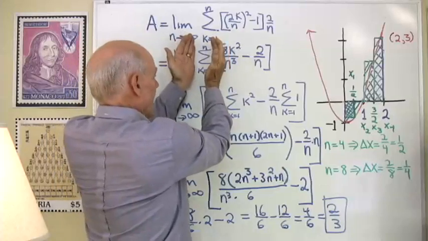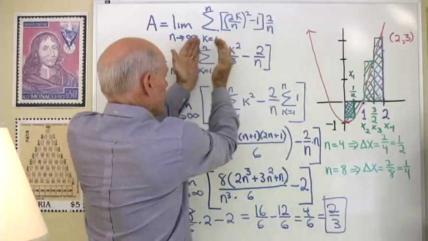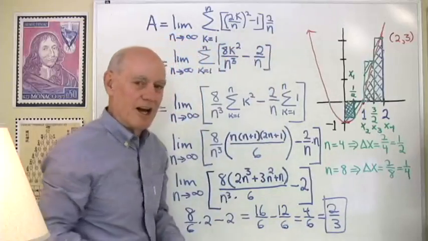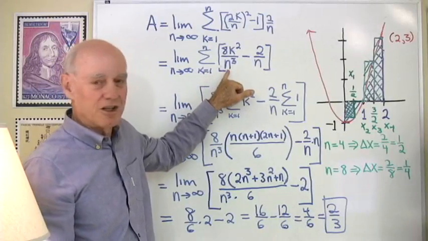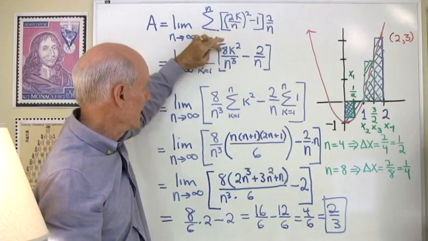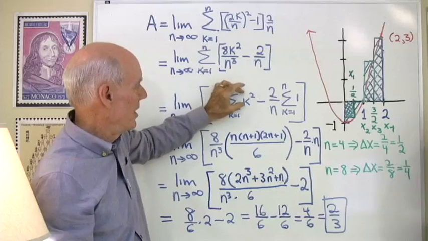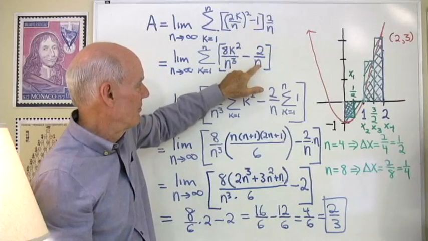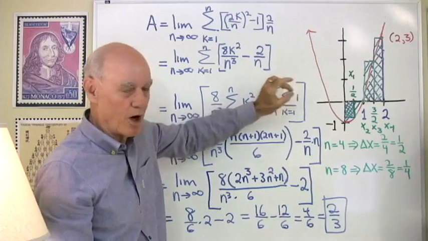Now I know that I can take this summation notation and distribute over this difference, so I'm going to take this sum of this expression minus this sum of this expression. Now when it comes to this summation notation, the variable here is k. The n we can consider to be a constant. So when I take this sum of this expression, I can take the 8 over n cubed outside. What's left is just the sum of k squared. Minus this sum of this expression, the 2 over n is a constant. It comes on the outside, and I just have left the sum of 1.